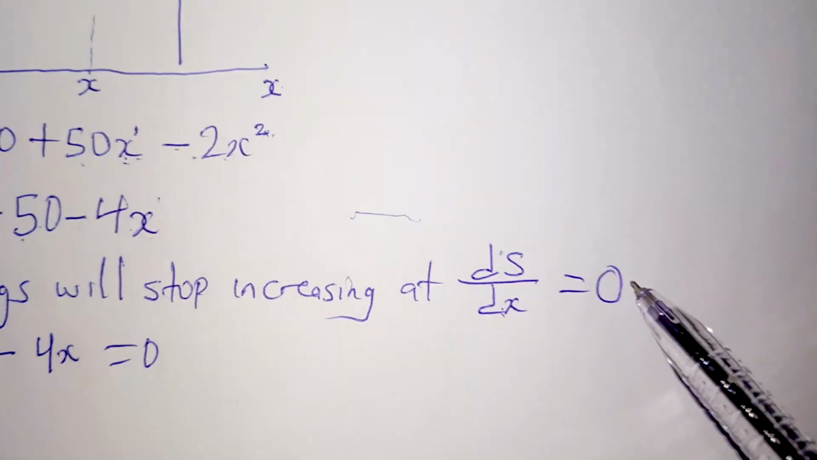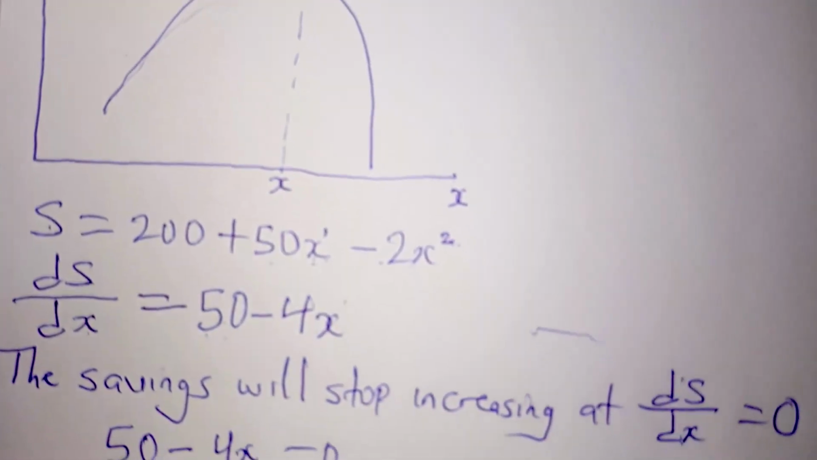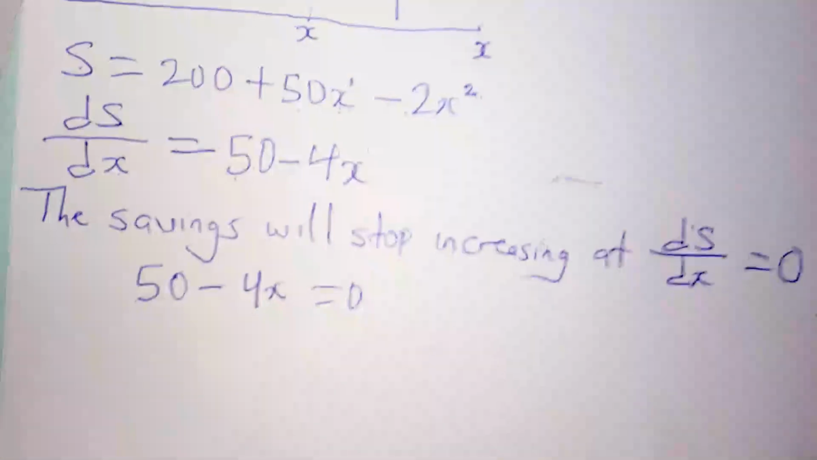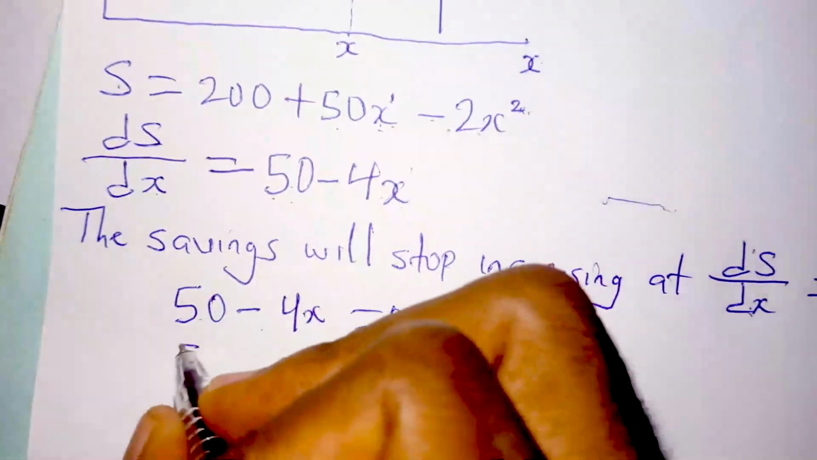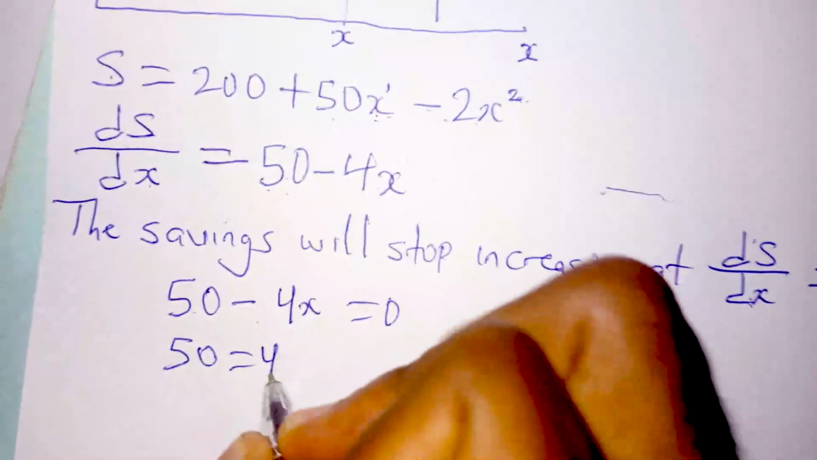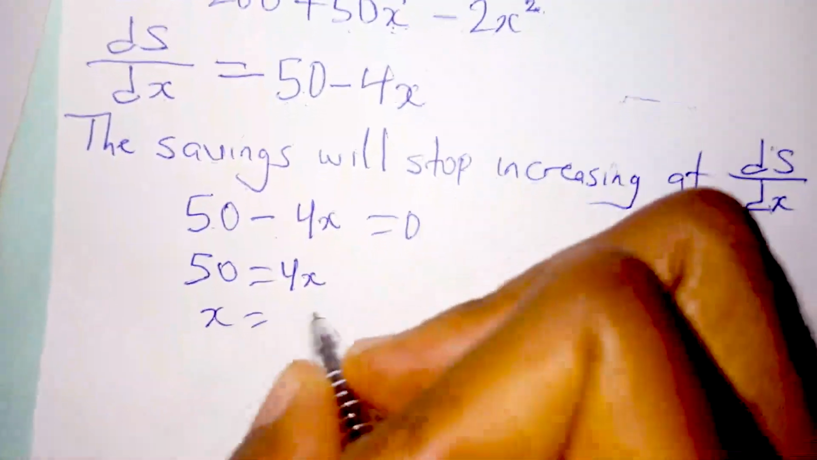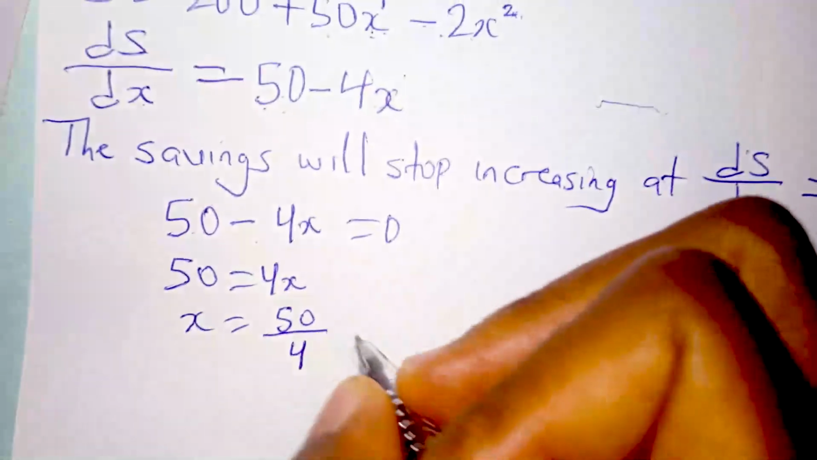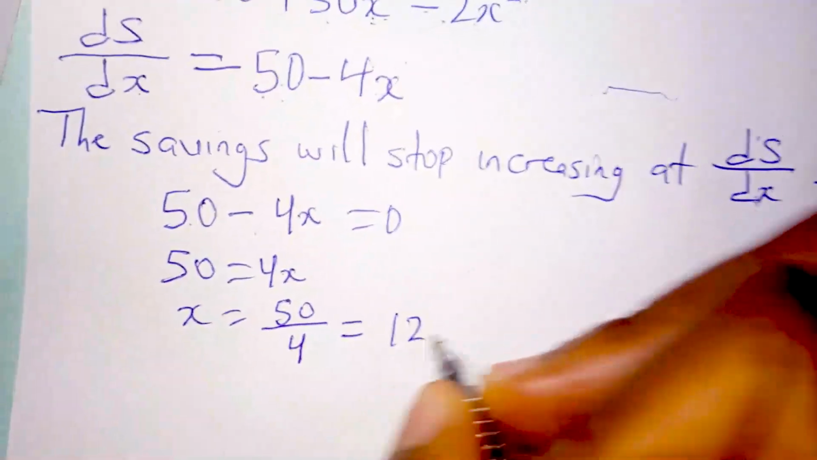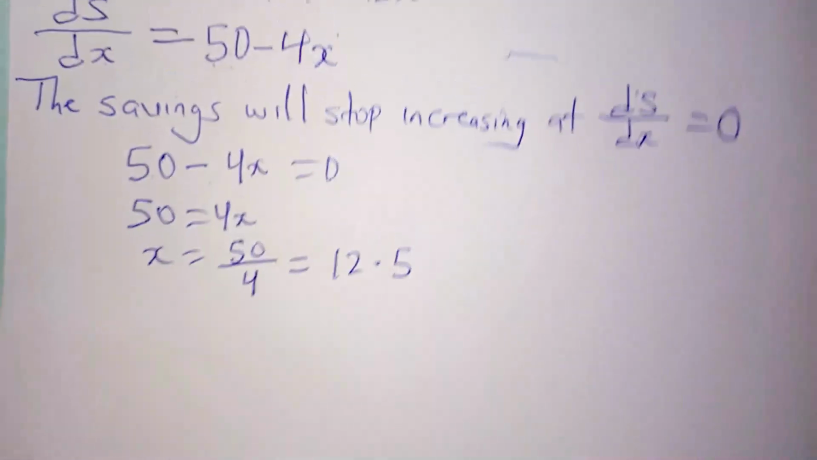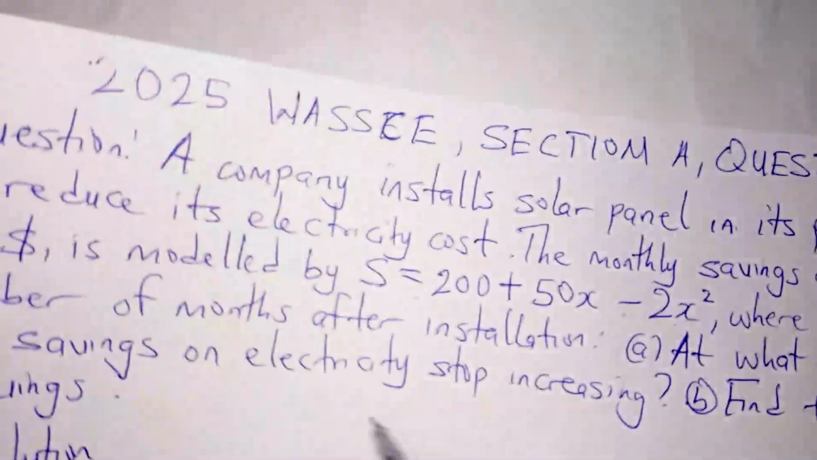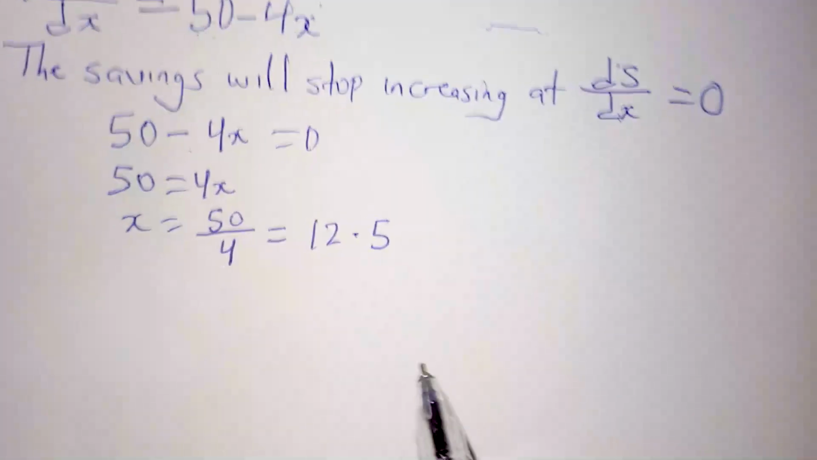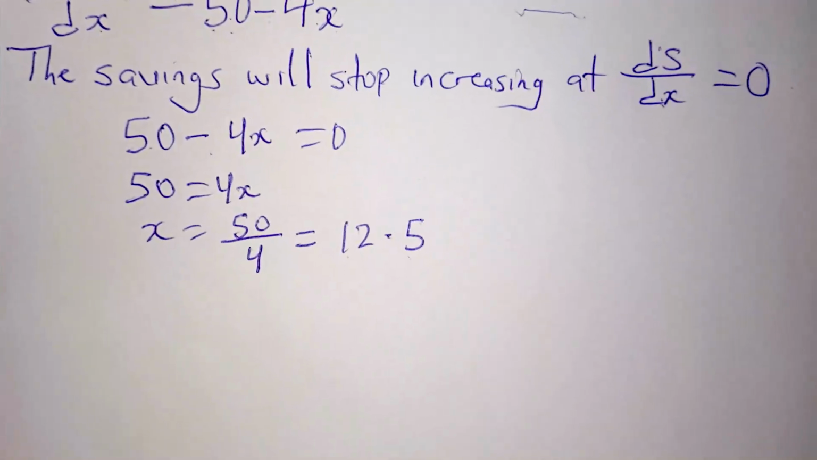And since we found dS/dx to be 50 minus 4x, so 50 minus 4x is going to be equal to 0. And all we have to do here is to find x. So take minus 4x to this side, that means to have 50 equals 4x. And x is going to be equal to 50 over 4, which is going to give you 12.5. So therefore, remember you've been told in the question that x is the number of months. So the savings will stop increasing after 12.5 months. That's the value of your x.